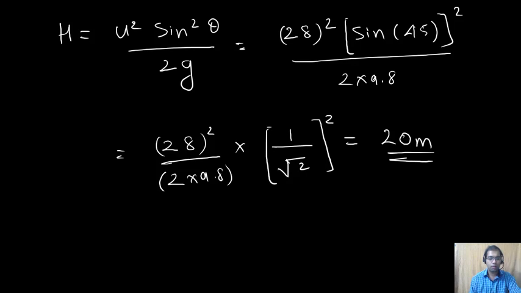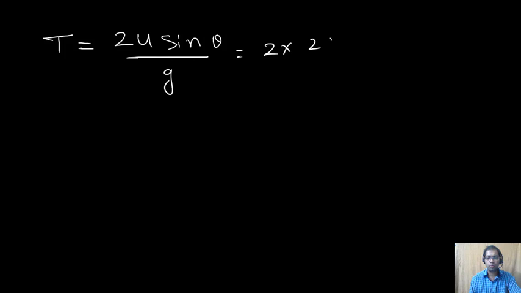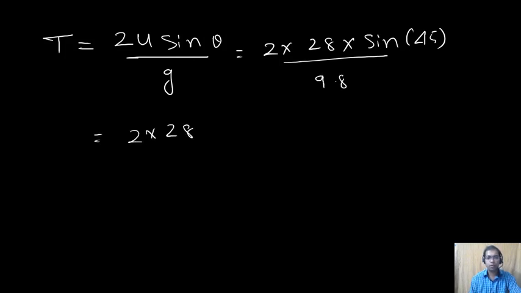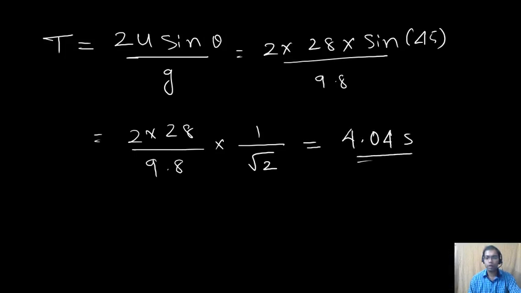Now we found the height. Let's go ahead and calculate what is the time. So the total time of flight is given by 2u sine theta by g. So it is 2 times 28 times sine 45 by 9.8. So 2 into 28 by 9.8 into 1 by root 2, which gives 4.04 seconds.